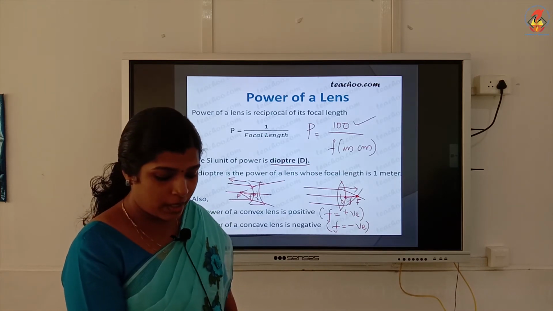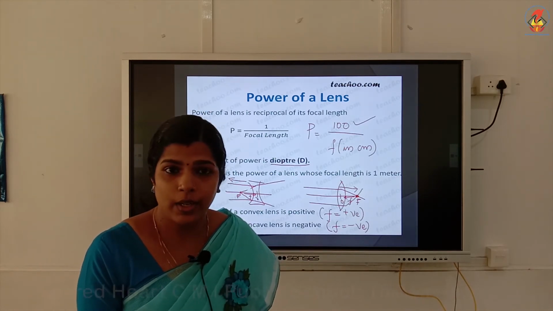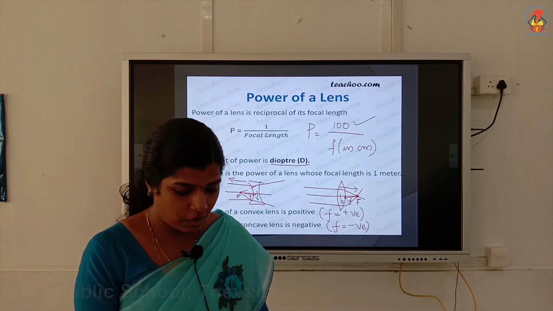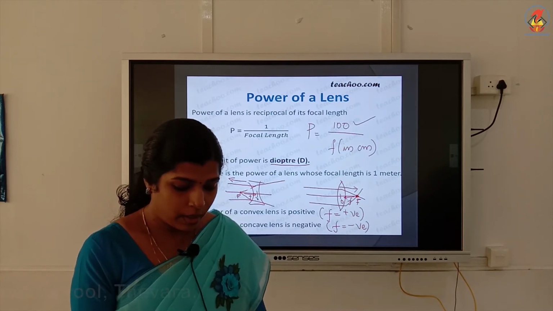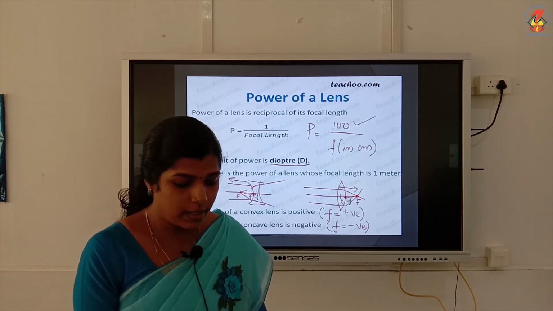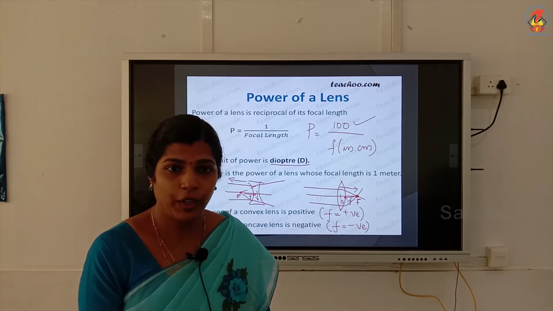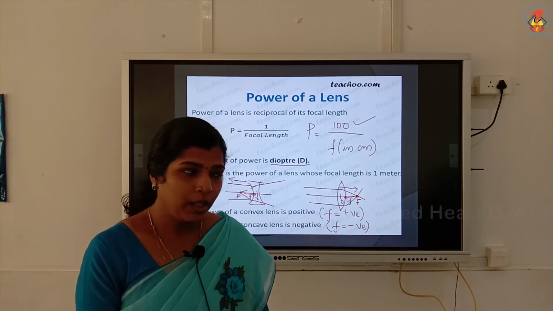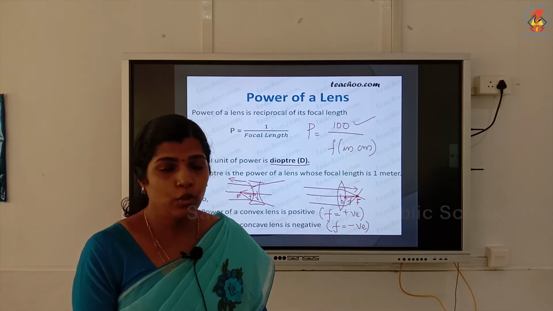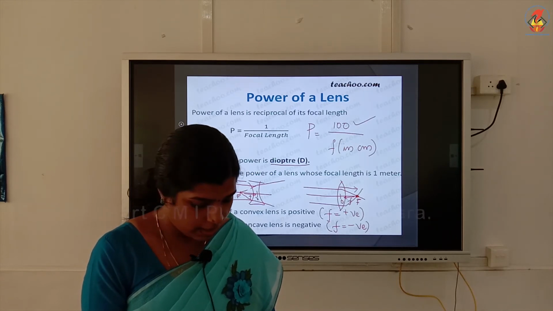Okay. So, if power is given as positive, then it is a convex lens. If it is given as negative, then it is a concave lens. Just underline that also in your textbook. Power equal to plus 2 diopter means that the prescribed lens is convex. The focal length of the lens is 0.5 meter or 50 centimeter. That we will do. Similarly, a lens of minus 2.5 diopter is a concave lens.